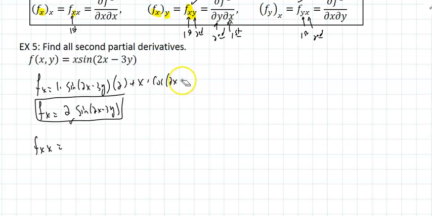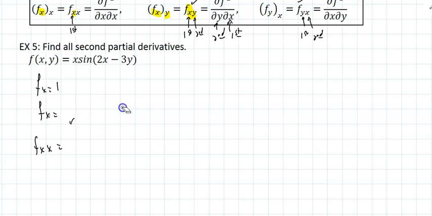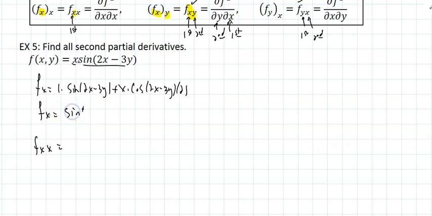Okay, I messed up. You guys should say something. F sub x, product rule: derivative of the first times the second plus the first times the derivative of the second, which is the cosine of 2x minus 3y times 2. I got confused a bit there. I apologize. And of course the fun is not taking the derivative only. The fun is undoing this, finding the antiderivative. That's where the real fun is.